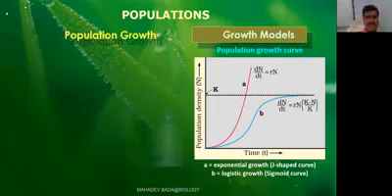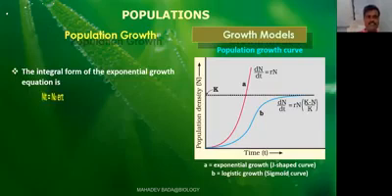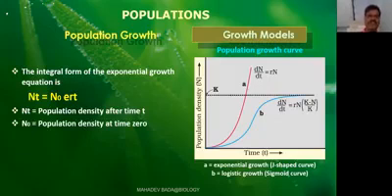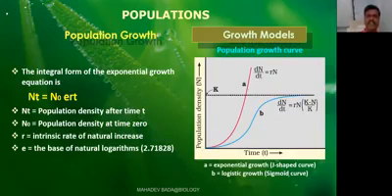So intrinsic growth will be differing. The integral form of the exponential growth equation is Nt equals N0 e to the power of rt, where Nt is the population density after time t, N0 is the population density at time 0, r is the intrinsic rate of natural increase, and e is the base of natural logarithms. Its value is 2.71828. And this is the equation for exponential growth.